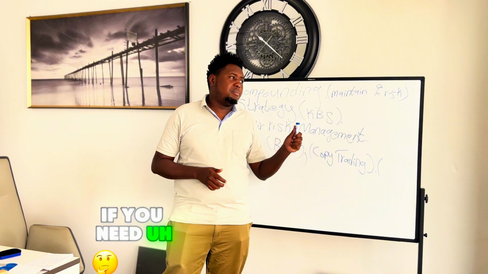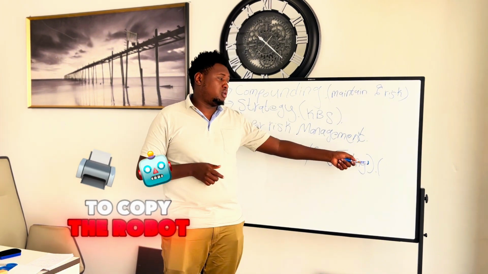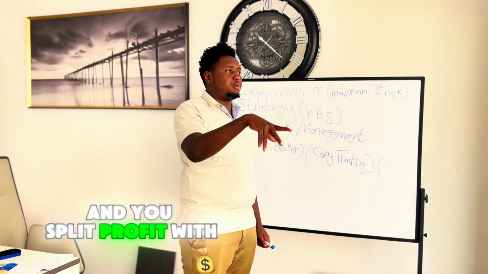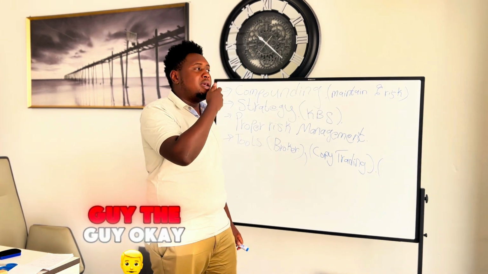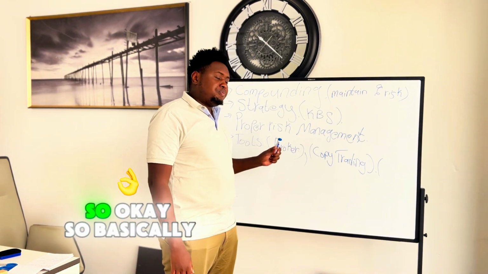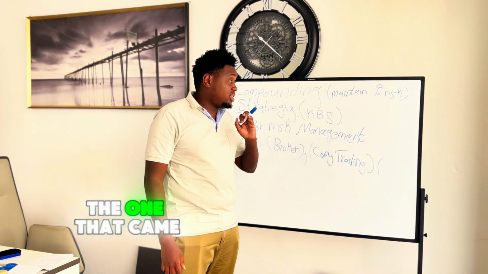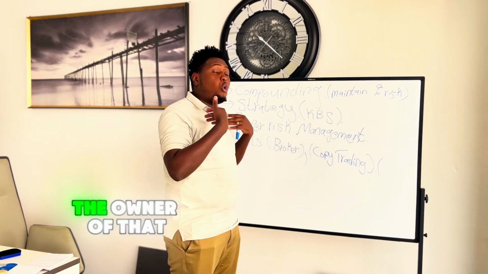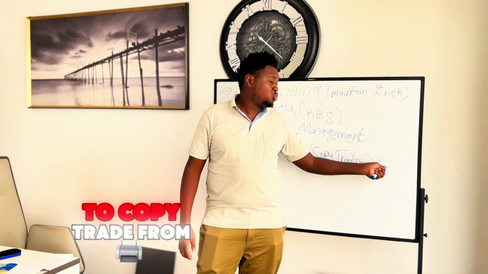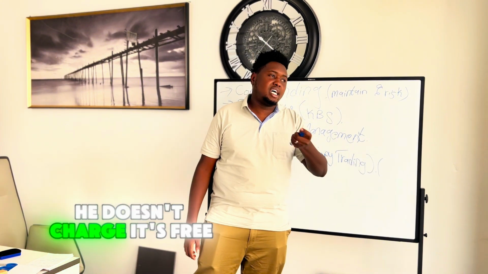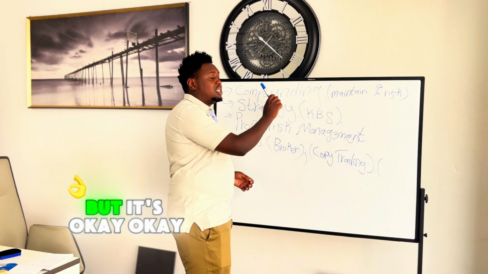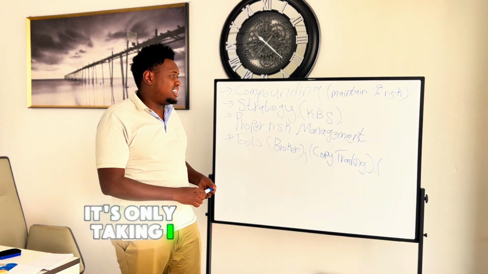I think there is a minimum amount needed to copy the robot. Basically, you can copy the robot and it will be trading for you, and you split profit with the robot. I don't know the guy, but he is very prominent. The owner of the chart that I was showing you has a robot that does this. If you want to copy trades from the robot, he doesn't charge, it's free. All you have to do is split profit. That will affect your compounding, but it's okay. He's only taking, I think, 40%.